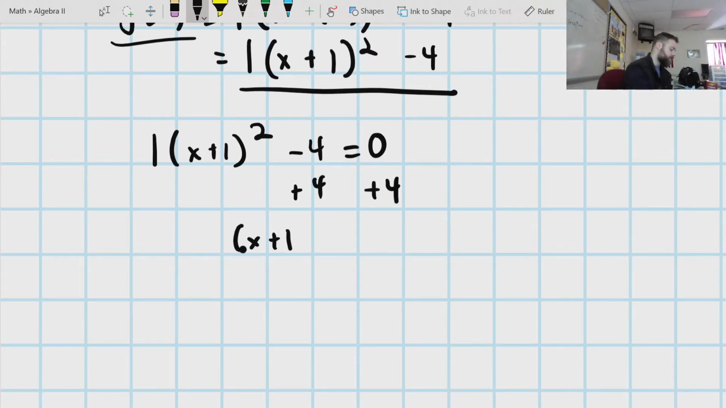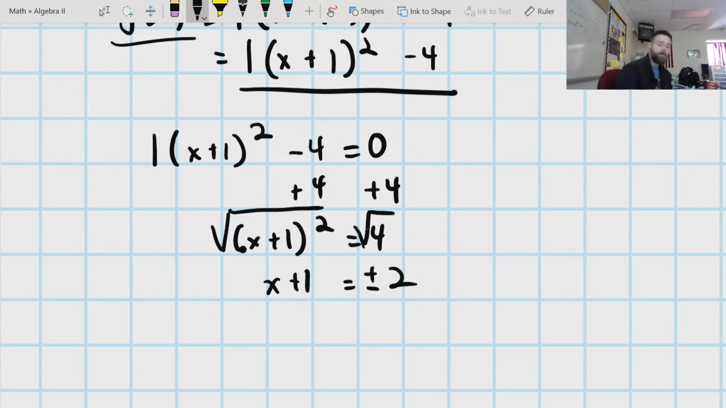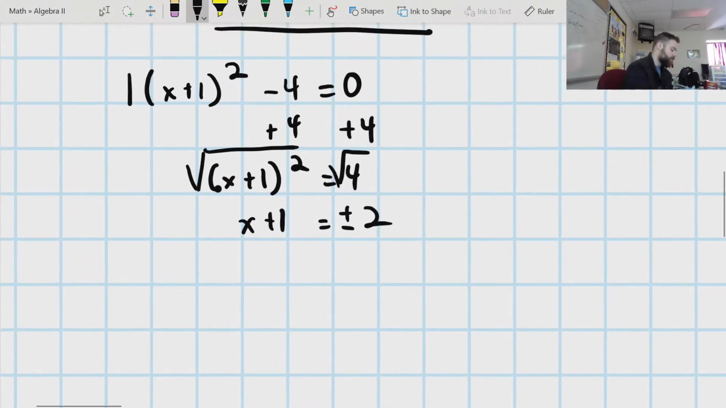You get (x + 1)² = 4. And I'm going to take the square root, and I get x + 1 = ±2. And then I'm going to subtract 1 from both sides of the equation, and I get x = -1 ± 2.